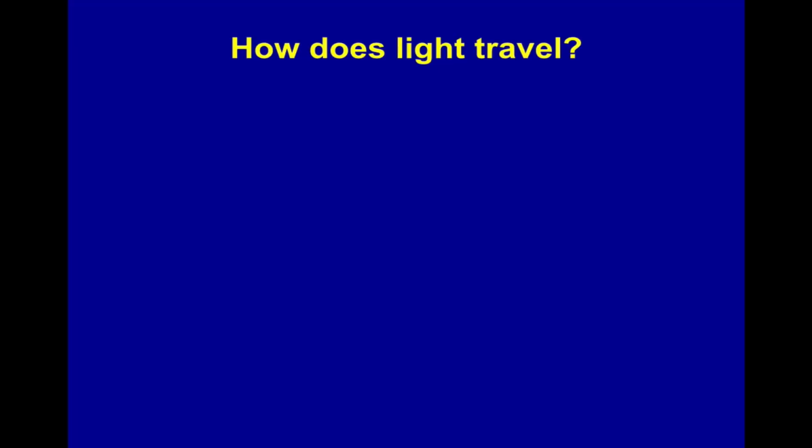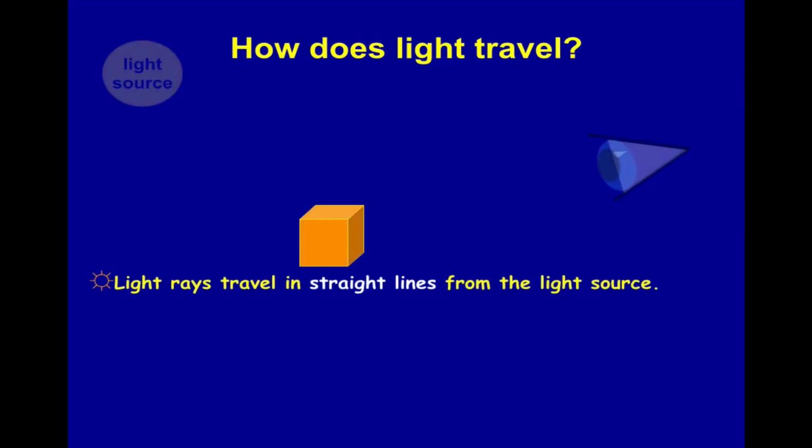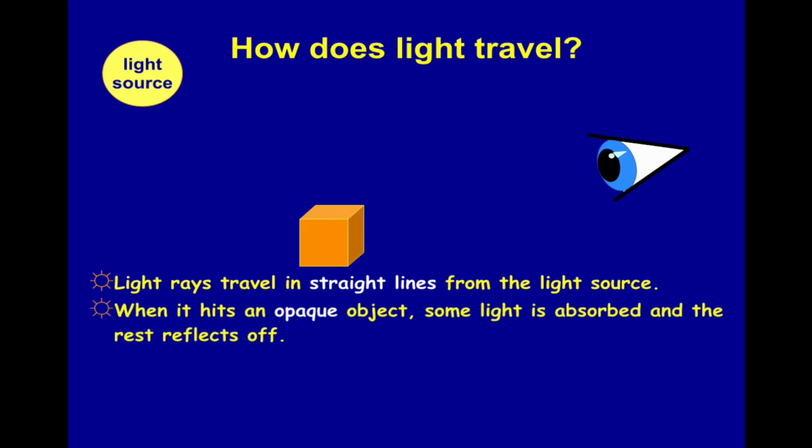Okay, objects can be either transparent, translucent, or opaque. What that means is that talks about what happens to them when they interact with light. So let's take a look at this. Well, how does light travel? Light travels, we know, in a straight line from the source of light, could be the sun or a light bulb, and then when it hits an object, an opaque object, some of the light's absorbed and the rest reflects off. So that's how we see something.